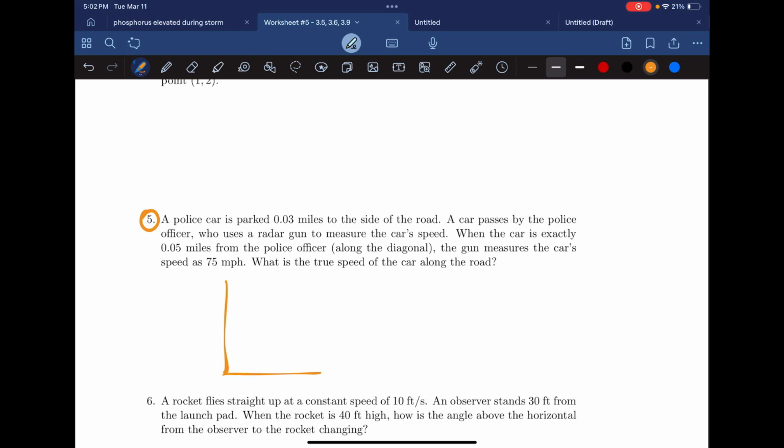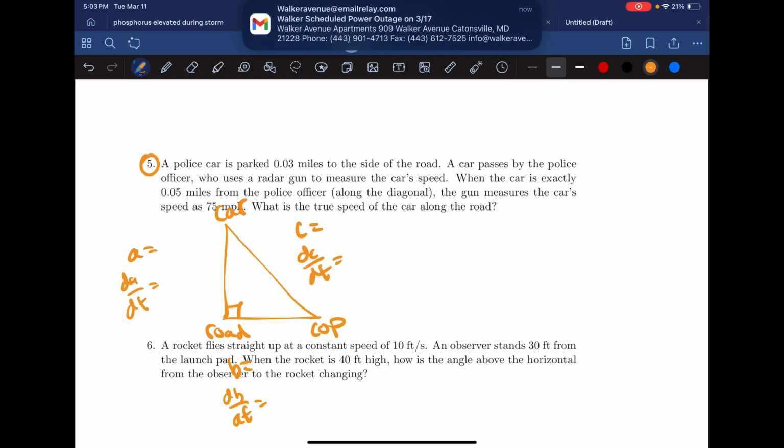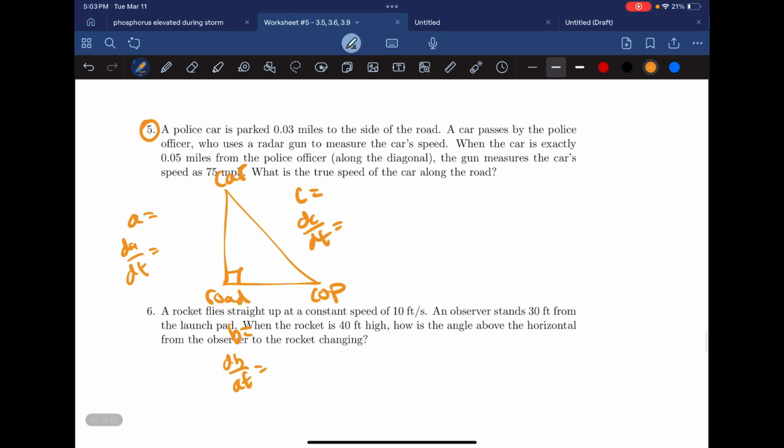So we can think about the problem as a triangle. The cop is here. The edge of the road is right here, and the car that the cop is looking at is over here. So the police car is parked 0.3 miles to the side of the road, so we know that, right? So we have A, we have DA/DT, we have B, and we have DB/DT, and we have C and DC/DT, all right? Because this is a related rates problem that breaks down into a triangle, so we're going to be able to break it down like this, and then we're going to use the Pythagorean theorem to figure it out, okay?